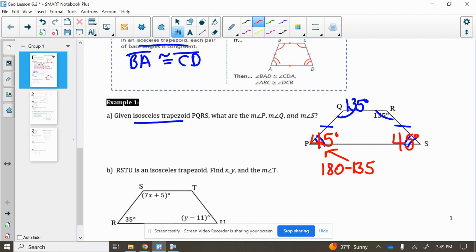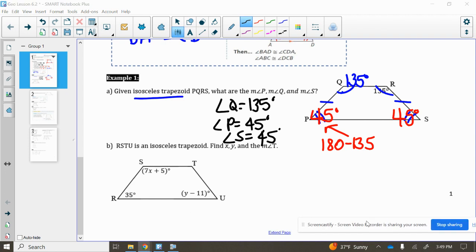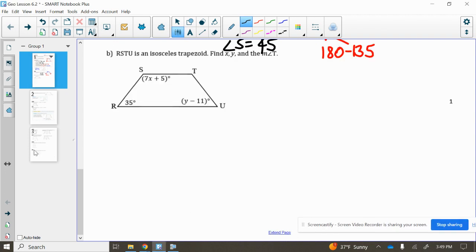So angle Q, we would say, is 135 degrees. And then angle P is 45. And angle S is also going to be 45 degrees. Now down below, we have another isosceles trapezoid. And again, in this example, they want us to solve for a couple of missing pieces, x, y, and angle T. So we have these upper base angles and lower base angles.